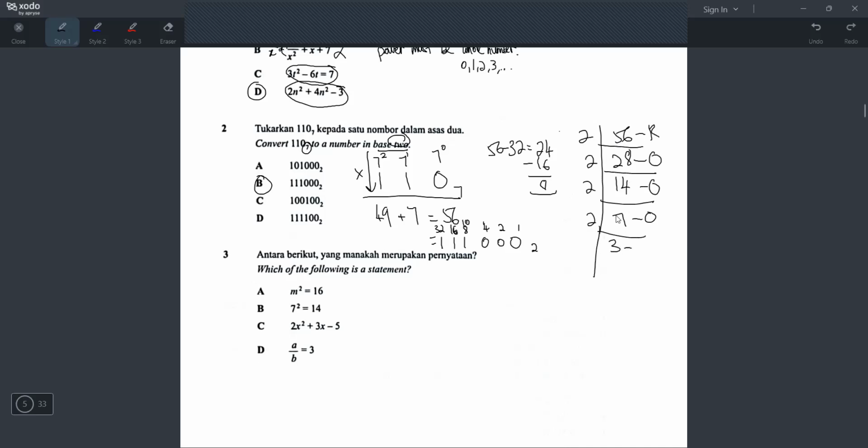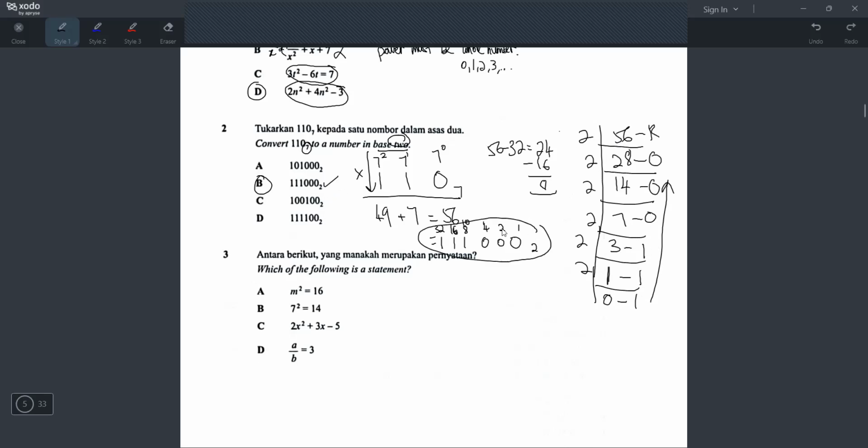2 times 3 is 6, but I want 7, so the remainder is 1. Then 2 times 1 is 2, but I want 3, so 3 minus 2, remainder 1. The last step is 2 times 0, but I want 1, so the remainder is 1. And then you read from bottom to top: 1, 1, 1, 0, 0, 0. So you see the answer is the same, right?